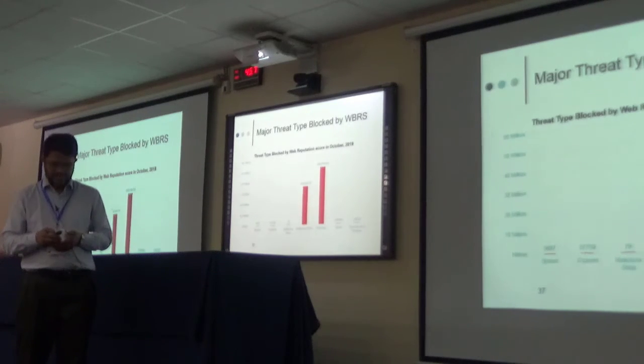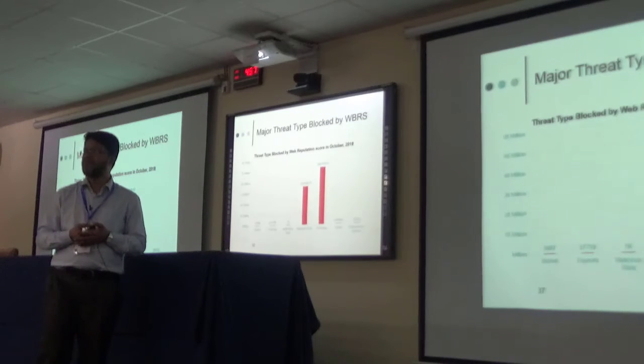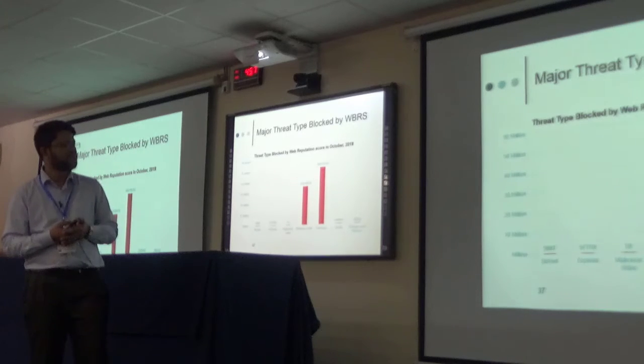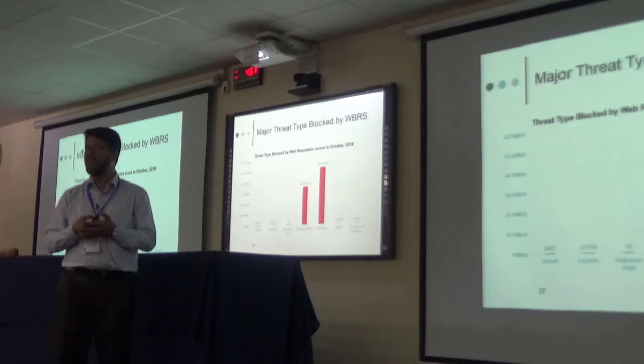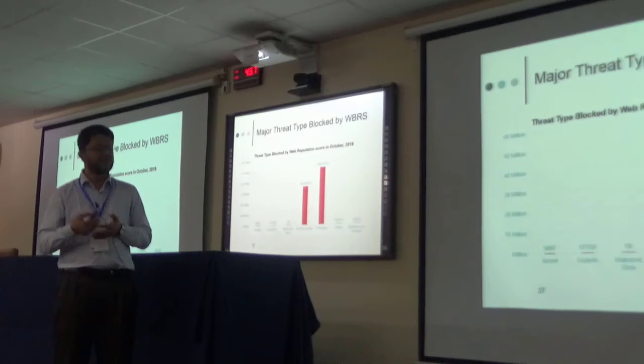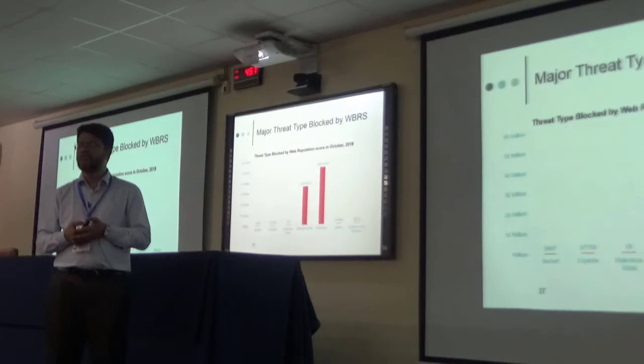We have basically, I think, 7 types of malware infection. One is botnet. We have exploits, different types of exploits. We have malicious sites that try to fool the user. We have malware, so malicious sites and malware sites. We have phishing schemes that are allowed in the packet. We have spams that come through emails or messaging, and also from the web as well. And there's also some spyware and adware.